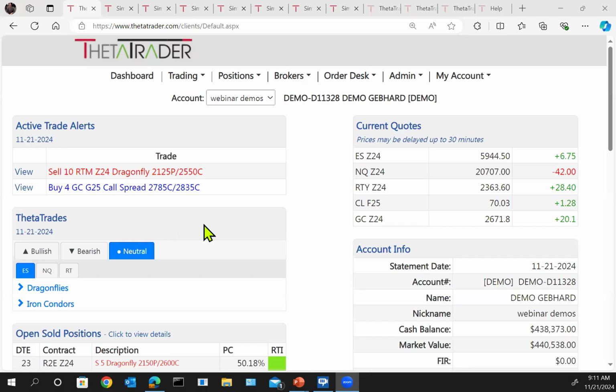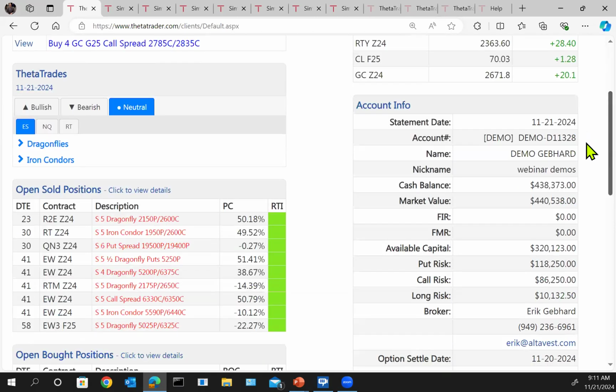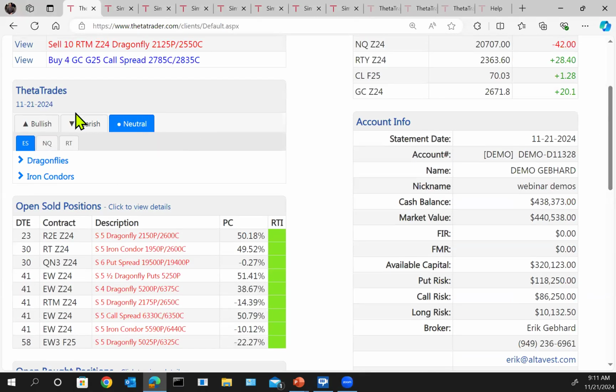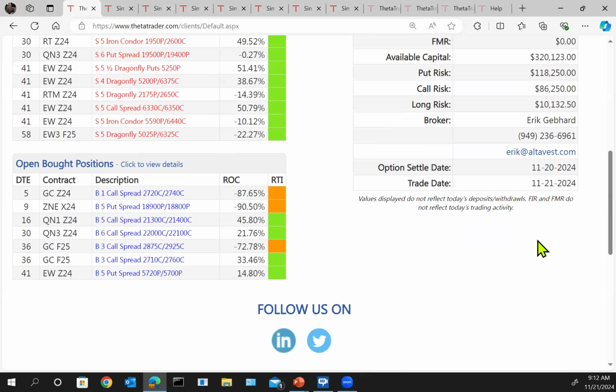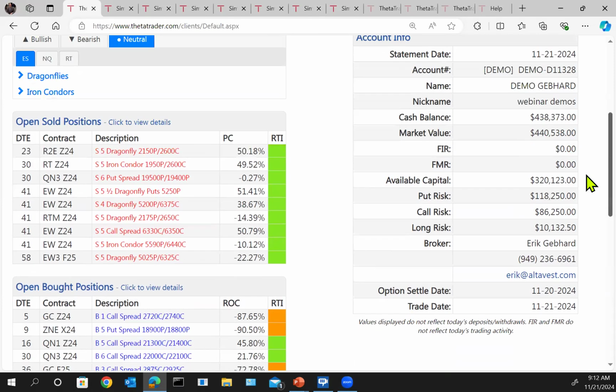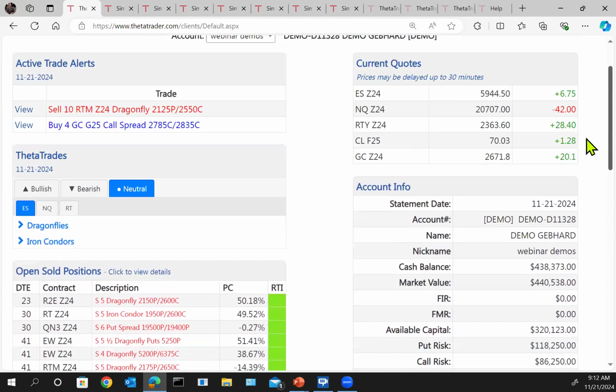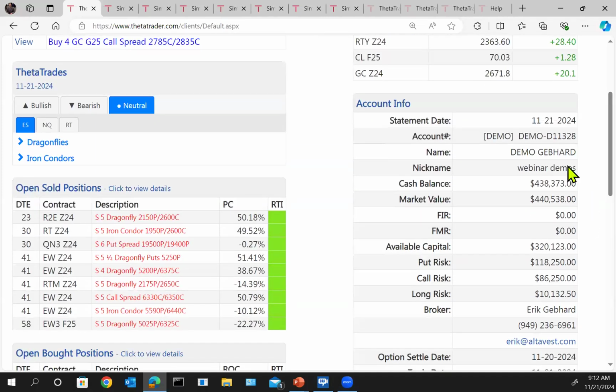So this is our Theta Trader dashboard, and you'll notice here you have an active trade alert section. We're going to show you how that works in just a minute. Then you have our Theta trades here, and then you have our open short positions. Then you have open long or bought positions here, and I'll explain those colors. This is just a demo account I use, so don't pay too much attention to the numbers, but this is what it would look like if you had a real account with us.